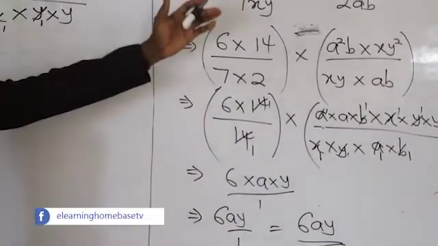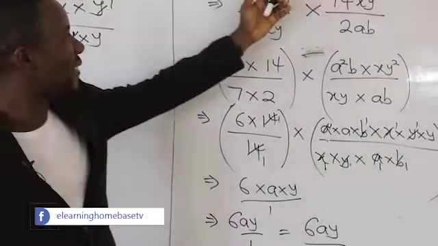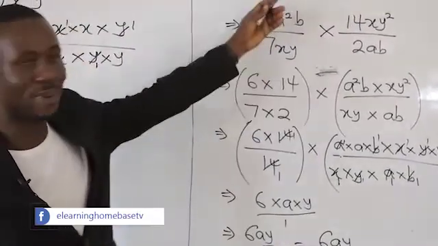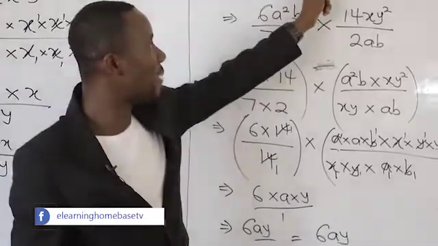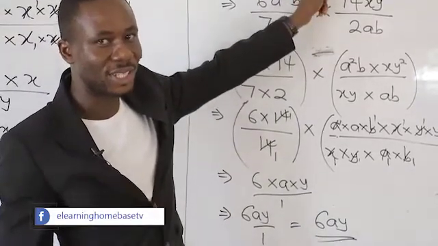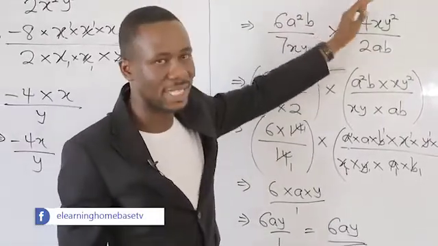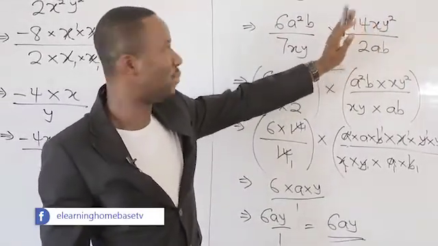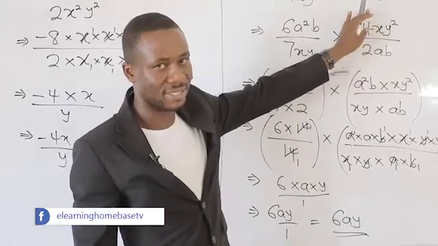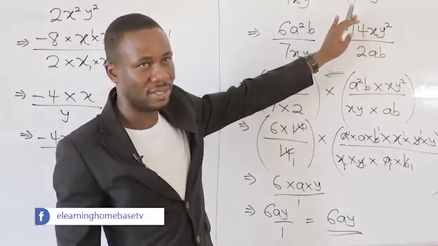So you see how easy it is to simplify these expressions. Bear it in mind, when there is division, change it to multiplication, and then reciprocate the divisor. Reciprocate the divisor. Good.